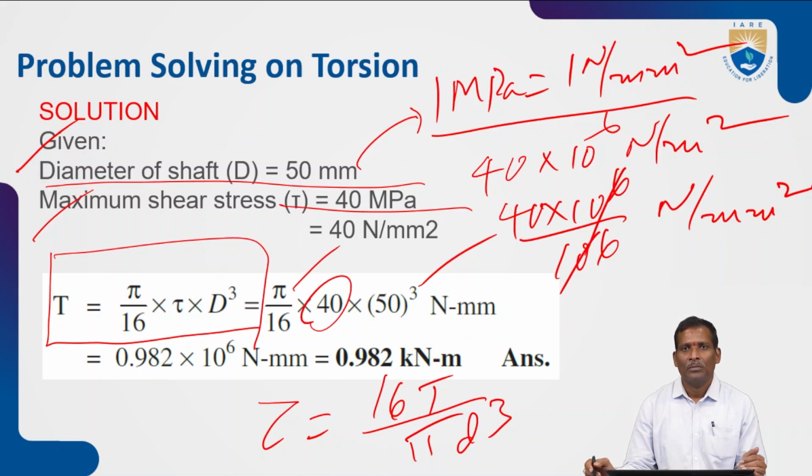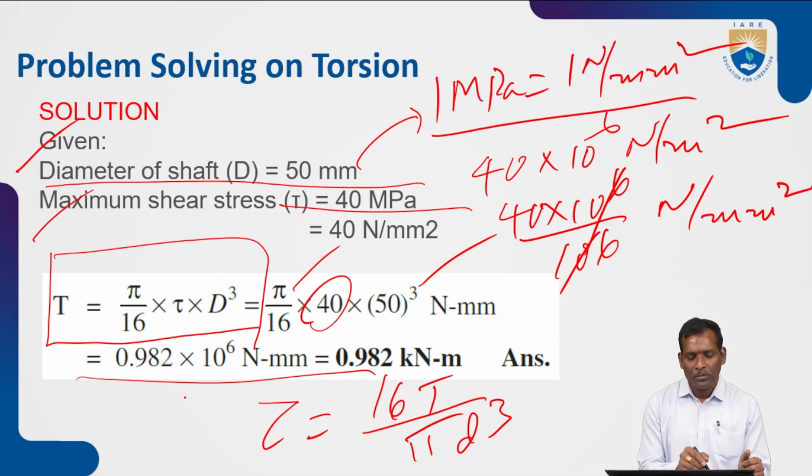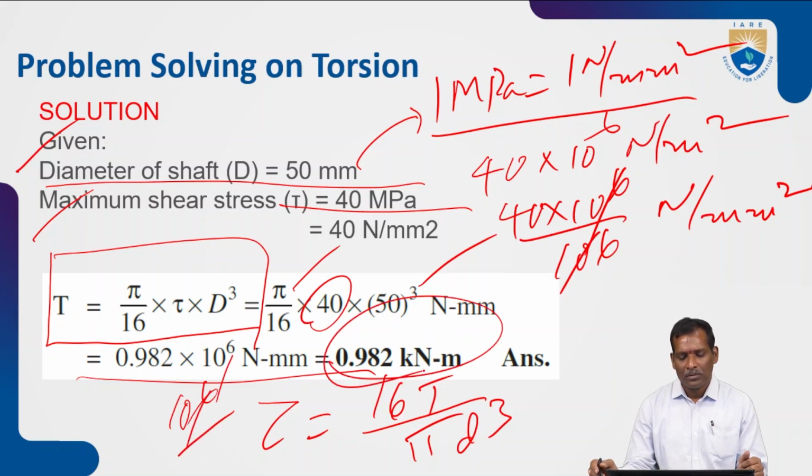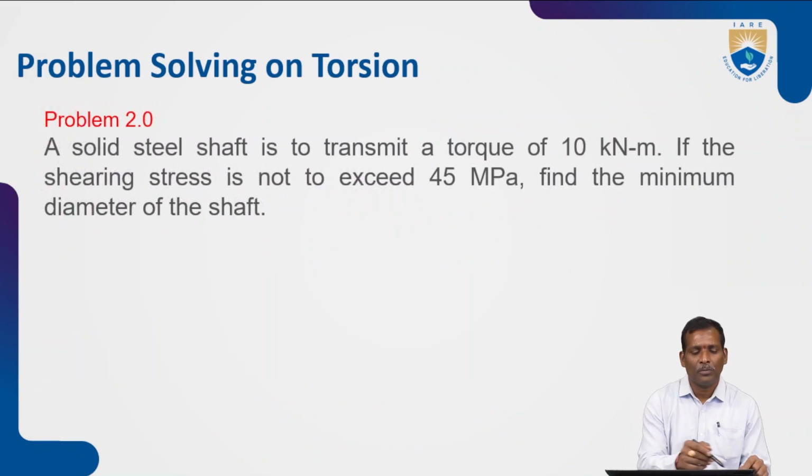So now calculate. 0.982 into 10 to the power of 6 Newton mm. So convert into meters: 0.982 kilonewton meter. See, it is a simple problem, only one formula substitution.